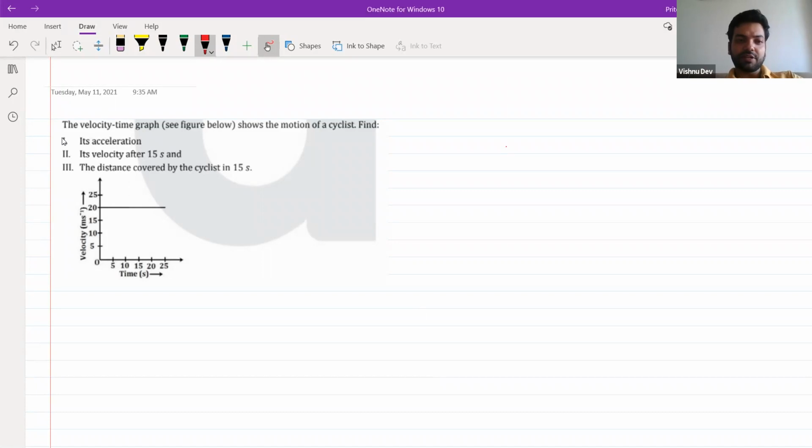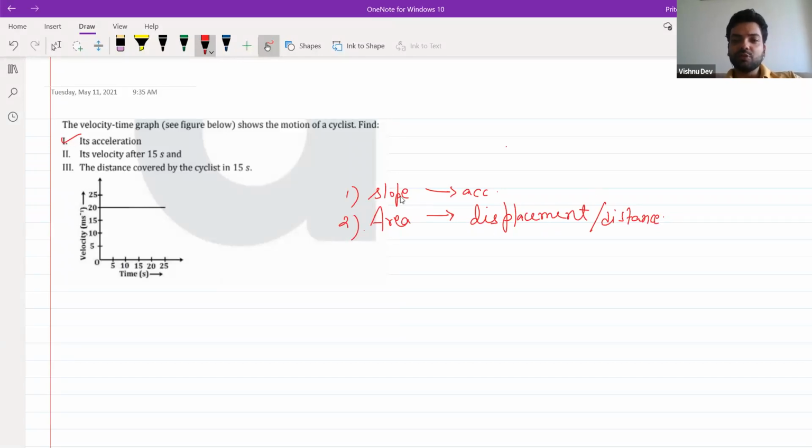Yes, so if we look at the first part, since this is a velocity time graph, its slope will give us acceleration, and area will give us displacement, or you can say distance, depending on what area we are taking. So I hope this would definitely be clear to you all, that from different graphs, what all things we use, slope or area.